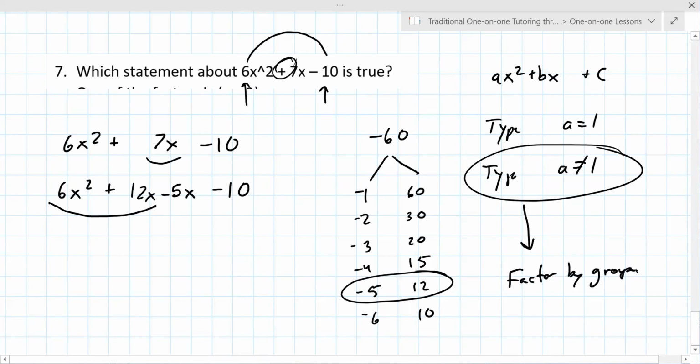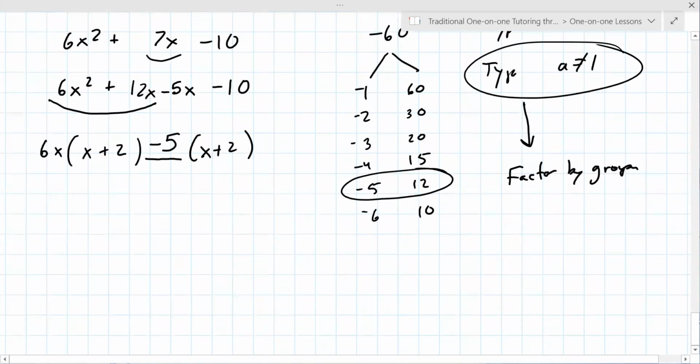And you look at the first two and you say, what's common between them? And you say, oh, there's a 6 and an x. So you factor that out of both, 6x times x plus 2. And then what you do here, this is where it's getting more difficult, is you immediately write this x plus 2 over here, and you figure out what goes in this position so that when you multiply it in, you get back to the previous line. And the answer is minus 5.